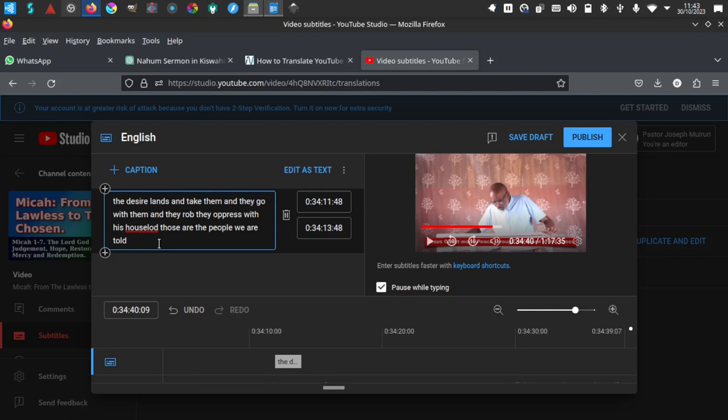It's tricky to put subtitles, but one should understand what they are doing. They must be very conversant in translating from Kikuyu to English, and I think it's very possible because as you type, the video pauses to let you complete typing the caption. So I think this is the best way of putting subtitles.